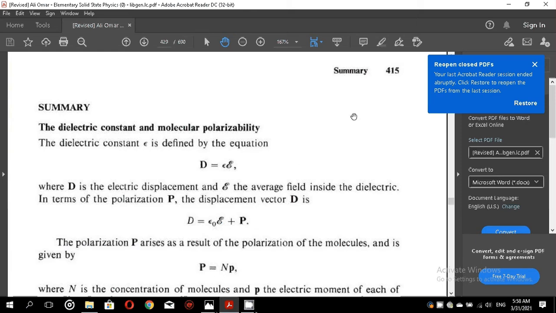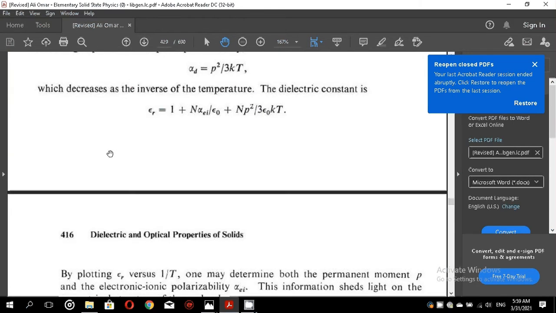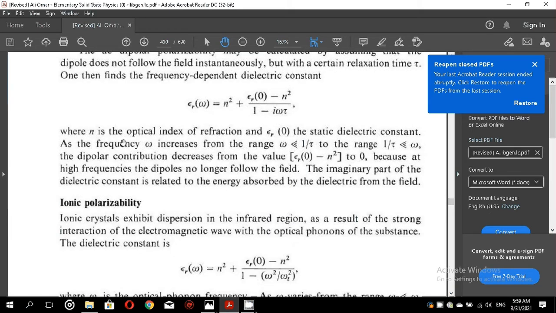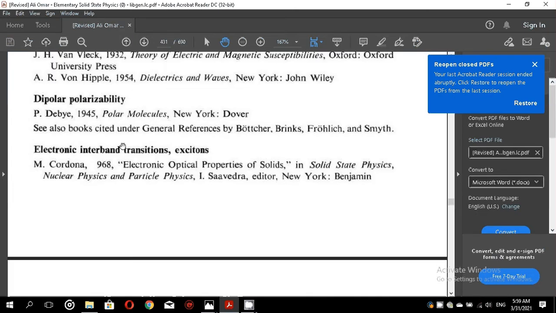Okay, this is page number 415 from Ali Umar, and it is giving a summary of the topics you have studied in this chapter. I would suggest that you go through this summary consistently, so that you can recapture what has been stated in this chapter. After you go through this summary, let me now switch to the question section.